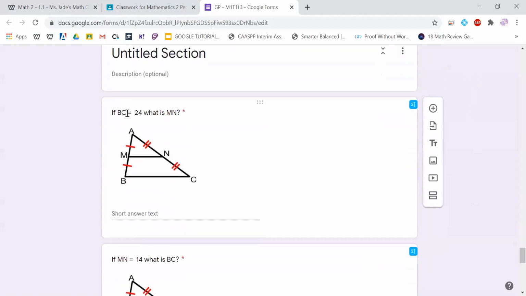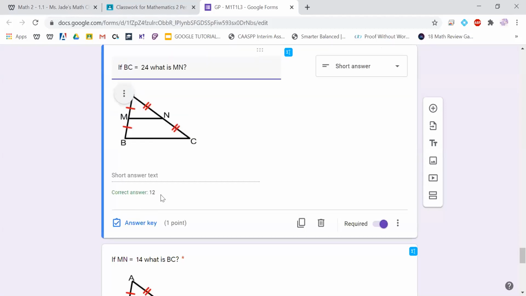Okay, so they say if BC is equal to 24, what is MN? So BC is this line, and MN is right over here. Remember that MN cuts AB and AC in half, so it is a mid-segment. The mid-segment is half the length of the third side. So MN should be half the length of BC. They told us BC is 24. So what's half of 24? 12. The answer is 12.